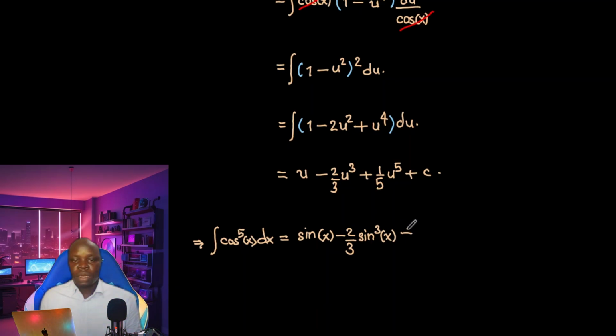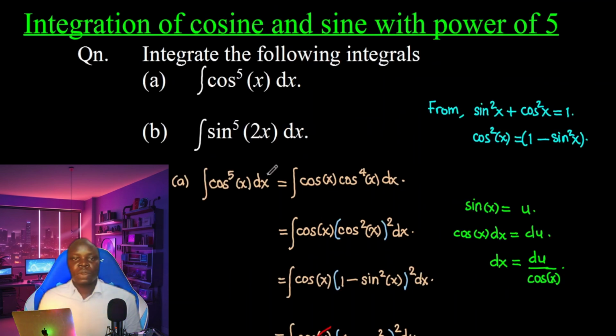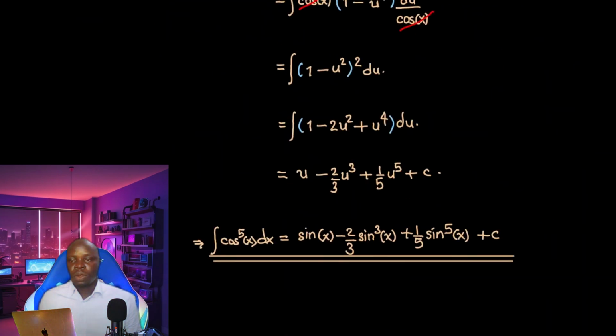And the next one is 1 over 5 sine to the power of 5 of the angle x plus our constant of integration. Now this is as simple as it. So the next question here is, we are integrating sine to the power of 5 with angle of 2x with respect to x. So let's go ahead and have this integral here.